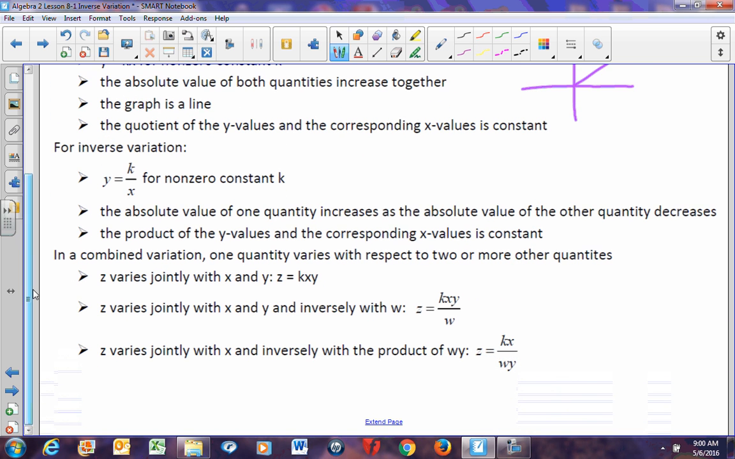For inverse variation, y equals k over x for any non-zero constant k. The absolute value of one quantity increases as the absolute value of the other quantity decreases. The product of the y value and the corresponding x values is constant. Okay. In a combined variation, one quantity varies with respect to two or more others. So z varies jointly with x and y, you have z equals kxy. If z varies jointly with x and y and inversely with w, you get z equals kxy over w. And last but not least, if z varies jointly with x and inversely with the product of w and y, it's z equals k times x divided by w and y. Okay. So this is inverse variation.